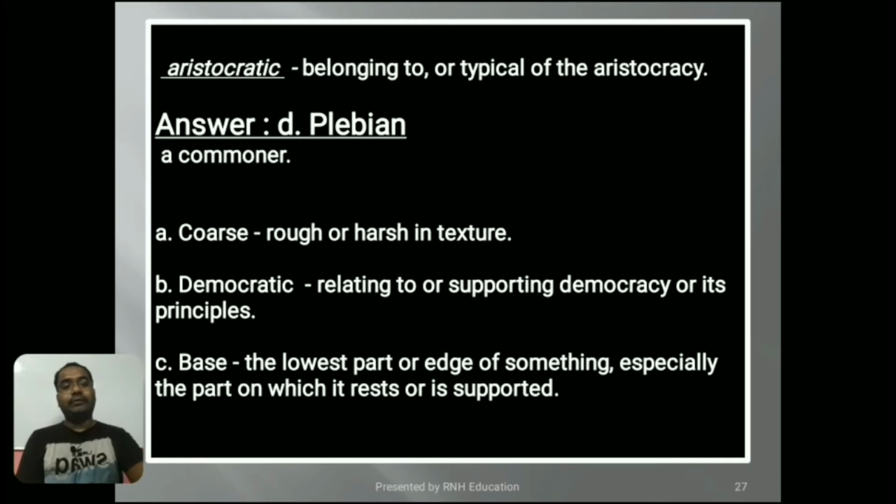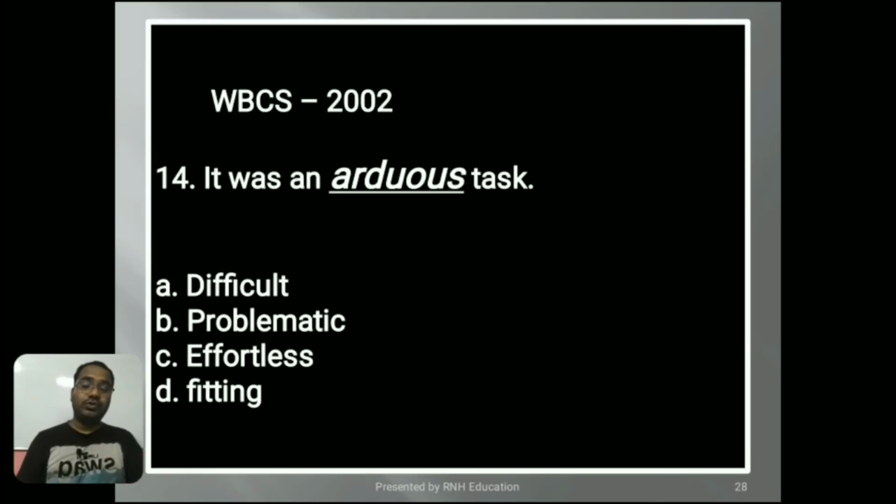Okay, going to the next question, and from here the questions have been taken from the year 2002. Question number 14. It was an arduous task. Okay, the options are A, difficult, B, problematic, C, effortless, and D, fitting. Okay, so now check the solution section.